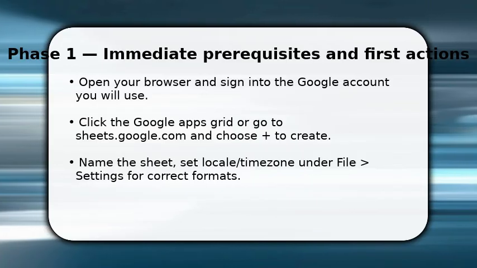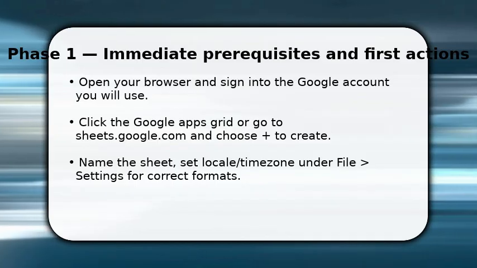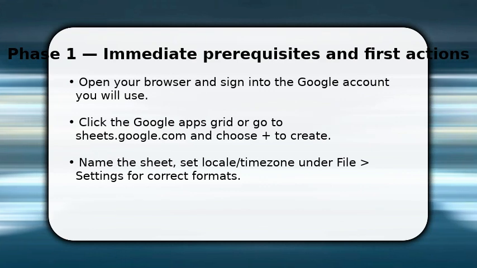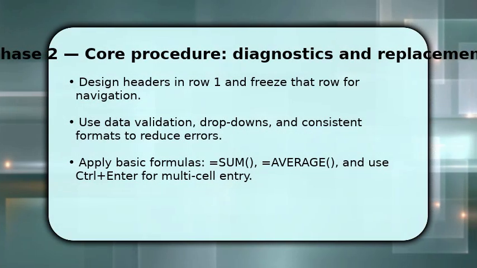Make sure your browser allows pop-ups for Google and that sync is turned on if you want autosave across devices. Once created, set the sheet's locale and time zone in file settings so currency, dates, and decimal separators behave as expected. Now structure your sheet.